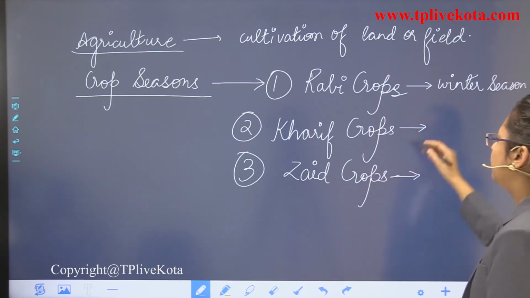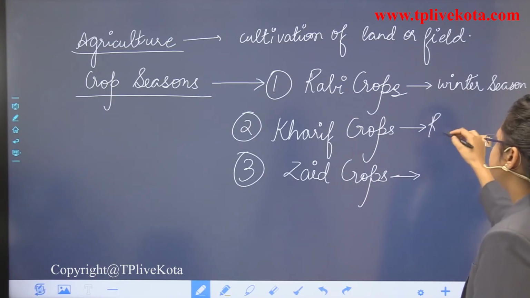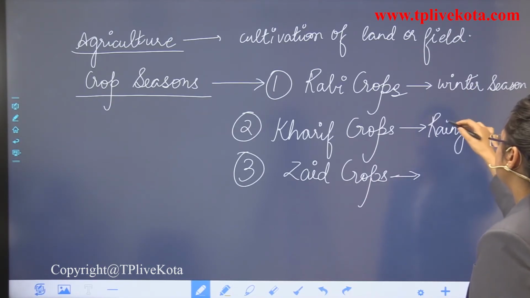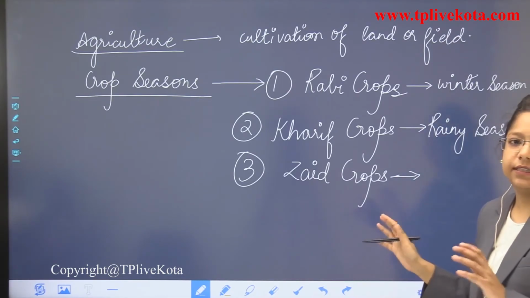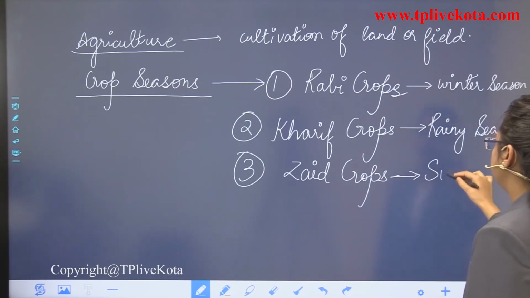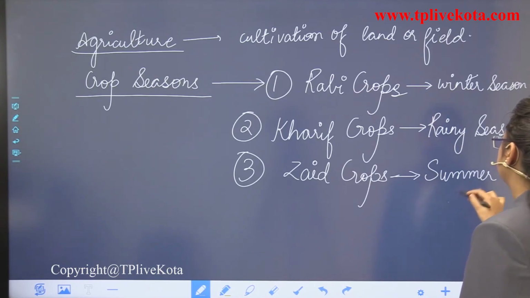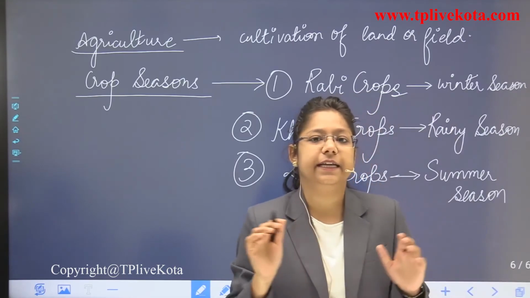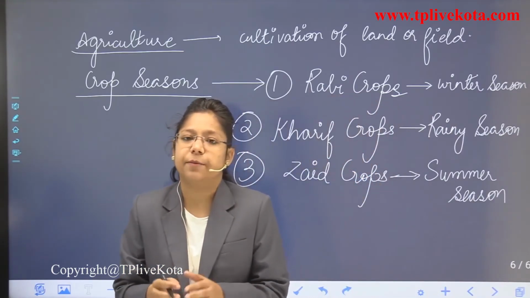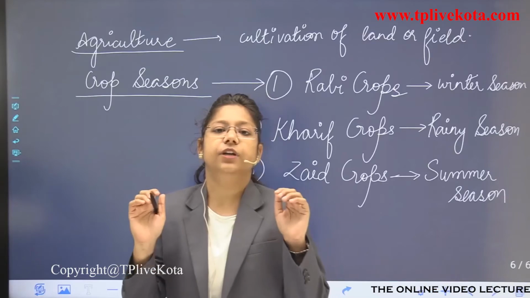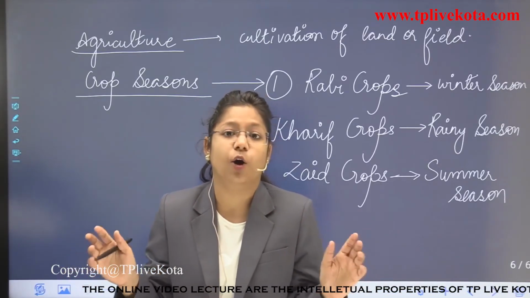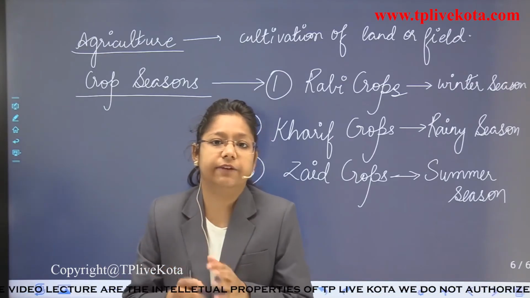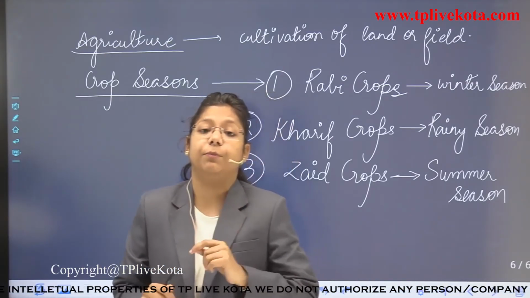Kharif crops are grown in the rainy season, that is the monsoon season. And the last one is the zaid crop, which is grown in summer season. Okay. Did you understand that each and every crop requires a particular climatic condition to grow? If the climatic conditions are not fulfilled, then the crop is not going to be cultivated or grown easily on the soil, even if the soil is fertile. So you should remember this thing.